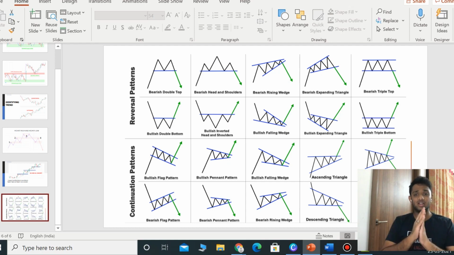That is called continuation. There are a few patterns you can find on Google itself. This is one of the pictures I've found, like double top, where if you find a strong resistance, you find a double top or triple top or double bottom or triple bottom. That is how you find where the resistance or the support is. These are the patterns you can see and judge.